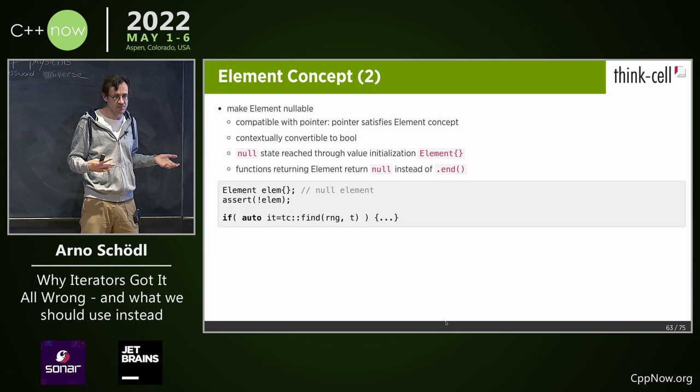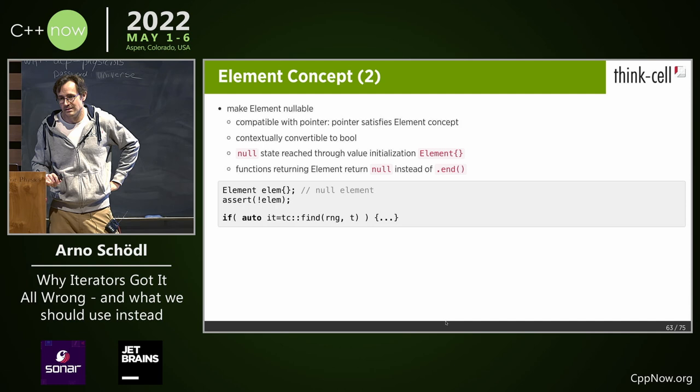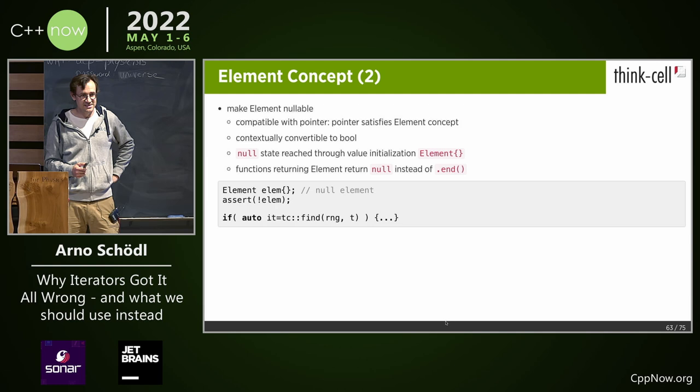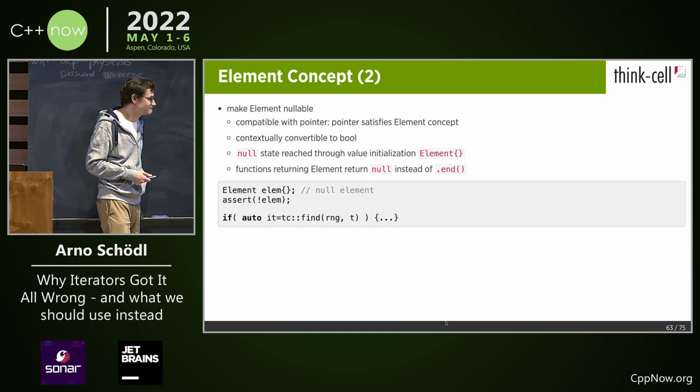Go ahead. Random note on that. I know Rust will optimize an optional reference into a null pointer. Okay, so the comment is that Rust optimizes an optional reference into a null pointer, which is what Swift does too. Okay, so that would be nice, but unfortunately, you don't have it.